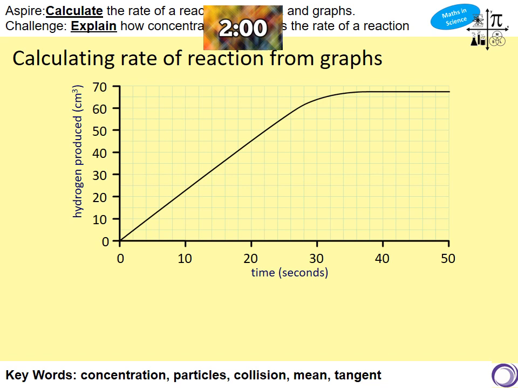Right, this time you're going to have a go at calculating the rate of reaction from a graph. I would like you to calculate the mean rate of reaction between 0 and 20 seconds. 2 minutes, off you go.